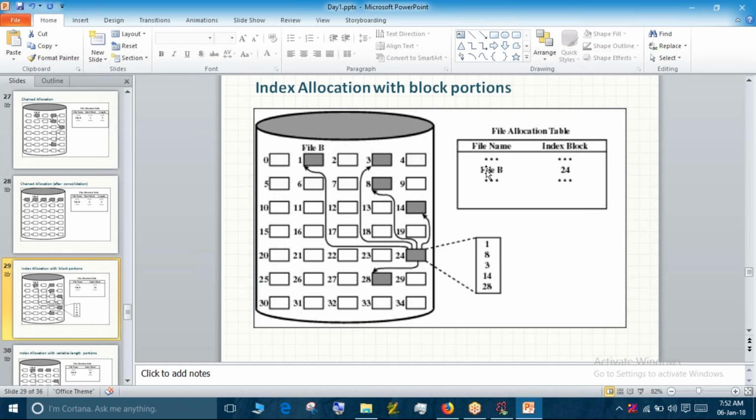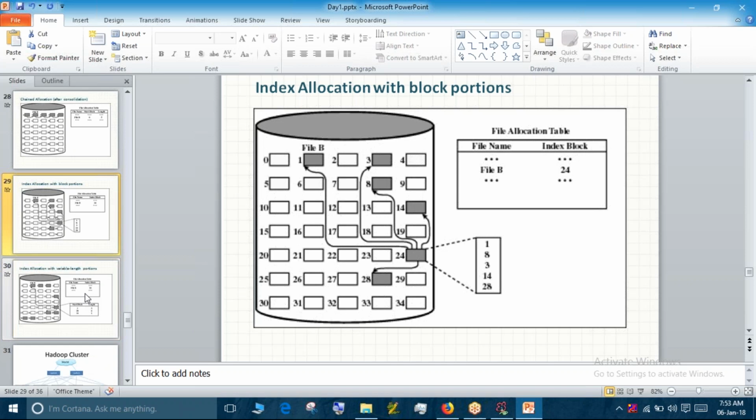In the index allocation, if you see, file B, whose index block is 24. So in the index block, I will have the information about all the blocks belonging to this file called file B. But what is the advantage with this one? The advantage is I can randomly access my blocks. I need not go sequentially now. I can randomly access my blocks. Makes sense? What I'm trying to share with you.